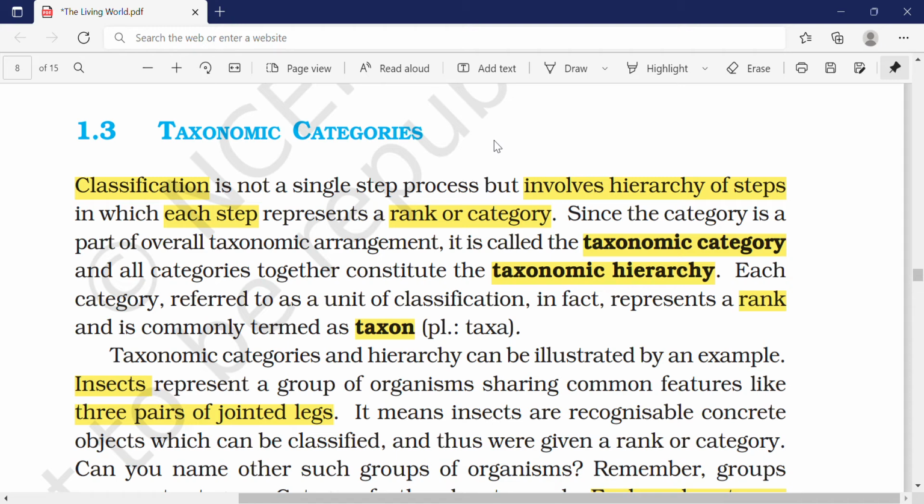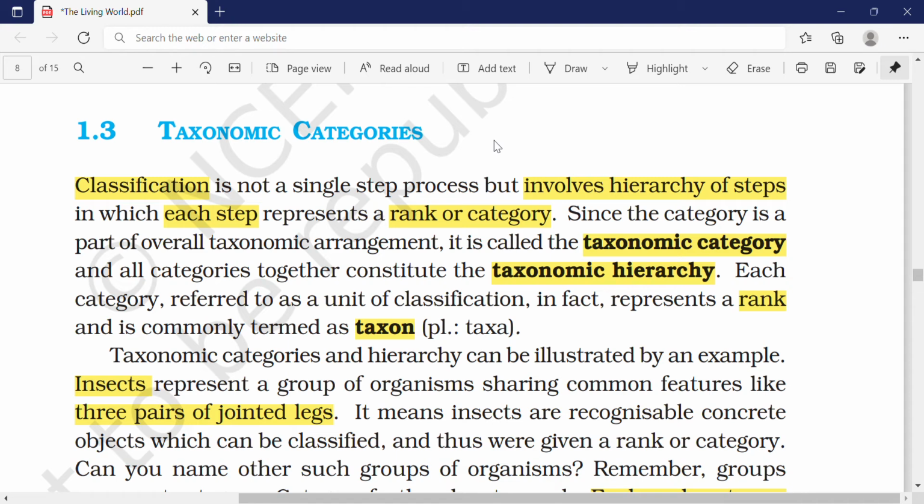Classification. What is classification? We already learned classification is grouping or categorizing different organisms according to their category. So classification is not a single step process. It has many hierarchy. What is hierarchy? Many steps. That is called hierarchy. So many hierarchy of steps. So what is each step called?